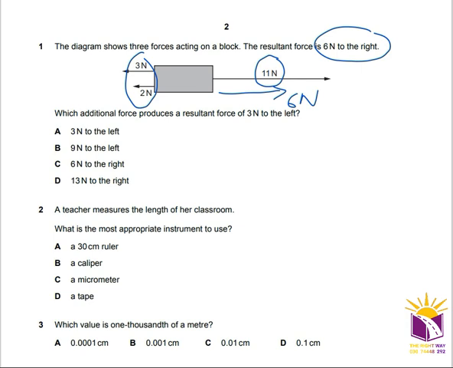Which additional force produces a resultant force of 3 Newton to the left? Now we have to produce 3 Newton to the left, and that would be our resultant force. So for that we have to use this 6 and that 3. So 6 plus 3 is equal to 9. If a 9 Newton force acts on this side, then 6 will be cancelled out with this 6 Newton, and 3 will be our resultant force. So 9 Newton to the left makes the resultant 3 Newton to the left.